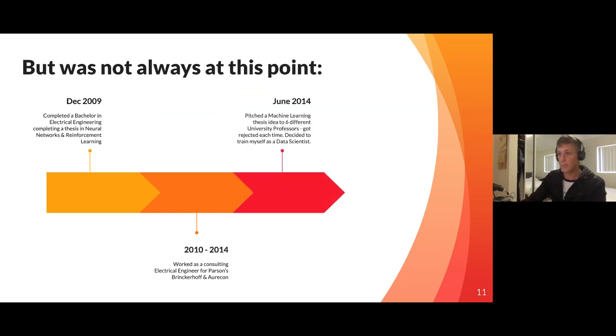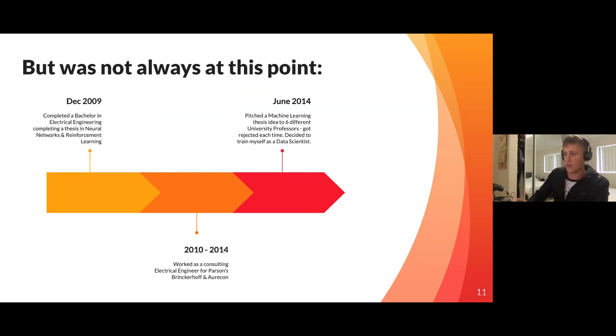So based on the work that I did for my honors thesis, I went around and individually pitched to 6 different university professors. I went to them saying, hey, this is the work I did. This is what I'd like to do with it. And unfortunately, they weren't familiar with the architecture that I was working with, the type of neural networks called echo state networks. Because of that, they rejected me 6 individual times.